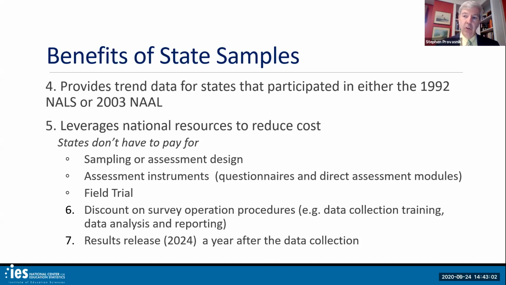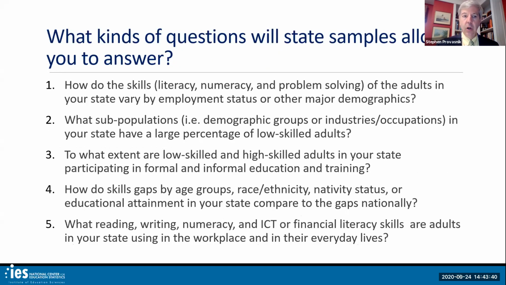Another benefit of states participating in PIAAC for cycle 2 is the very fact that you are saving money from not having to do an independent sample and study by yourself. States wouldn't have to pay for sampling or design or for the development of the instruments. They don't even have to pay for a field trial. And there would be basically a discount by being part of the national sample that NCES is conducting, a discount on the survey operations, the actual collection of the data. And states would get their results released a year after the data collection, the same time that the national results are released. And that is in 2024, as Tom mentioned.